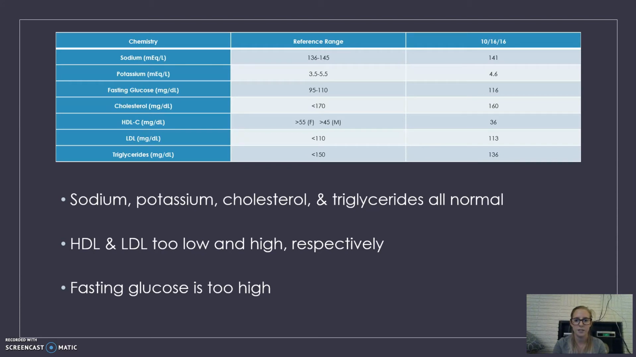And you can see here in her lab results that her sodium, potassium, cholesterol, and triglycerides were all normal, which is surprising because her HDL was too low and her LDLs were too high. This can actually lead to a reading of low total cholesterol. So that may be why we see a cholesterol of 160 milligrams instead of being above 170. Her fasting glucose was high, which could indicate prediabetes, so that definitely needs to be watched and monitored and taken care of so she doesn't become diabetic in the future.